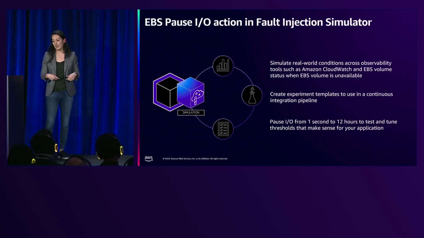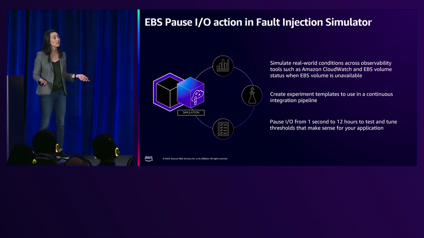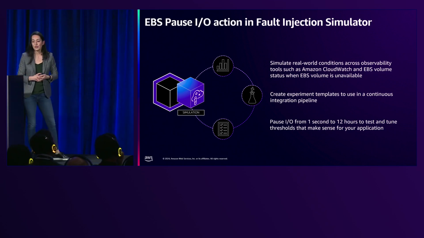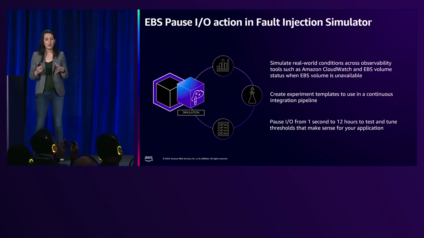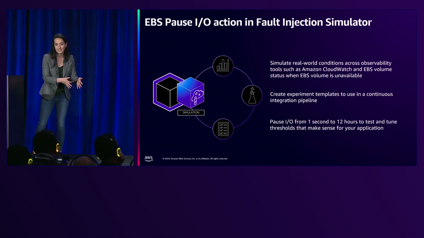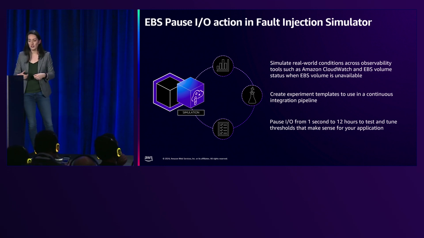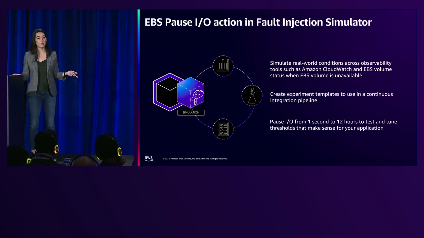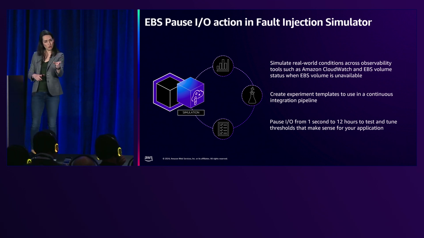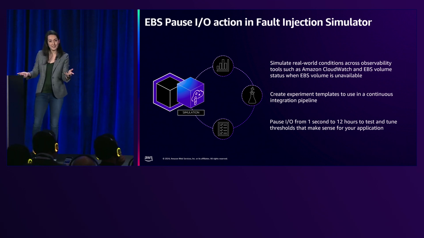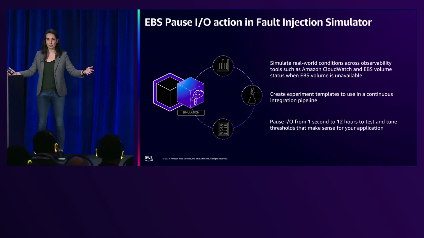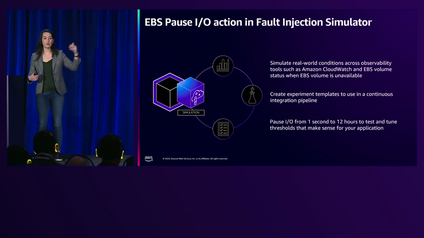And with that, last year, we also launched the EBS Pause I/O action in Fault Injection Simulator. This is going to allow you to test if your volume were to become unavailable from a couple seconds to multiple hours. It's going to be able to tell you, hey, how does your system respond to it, right? If there's a short disruption, is it able to withstand it? Or how does your system recovery work if you have those longer disruptions? This will also allow you to test your alarming if you've built some based on those 2 CloudWatch metrics.